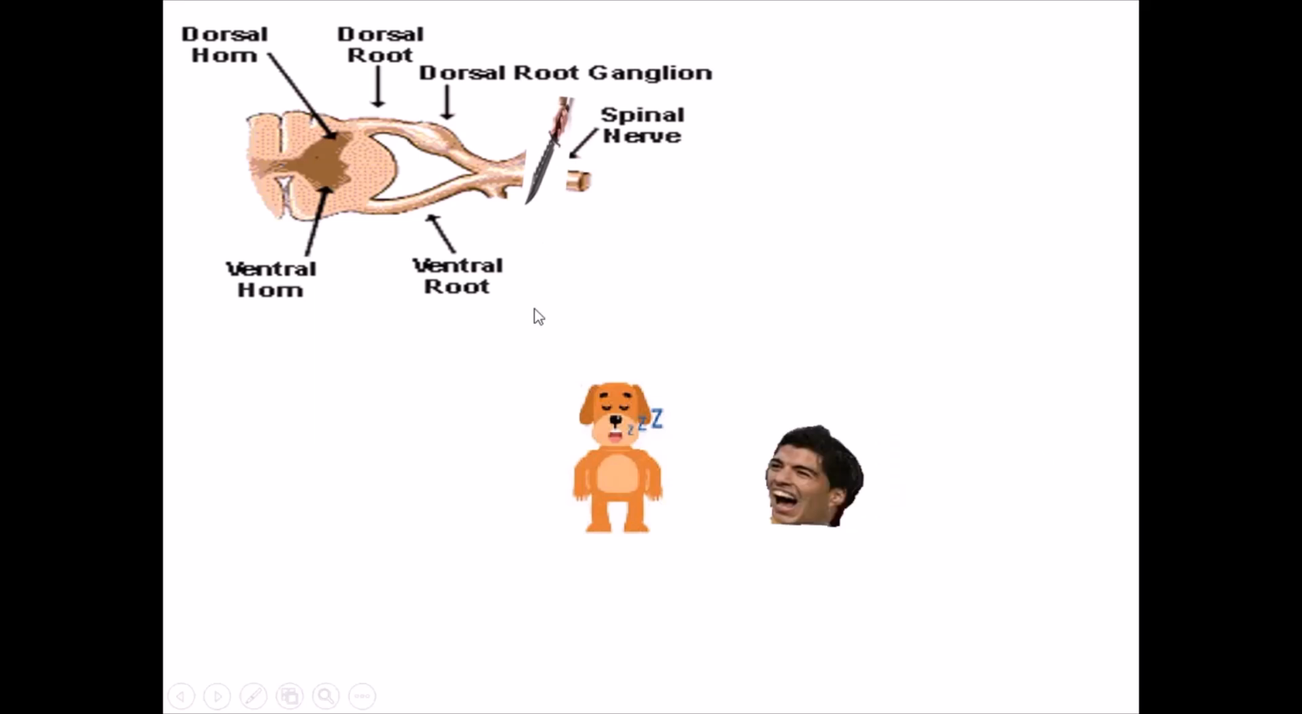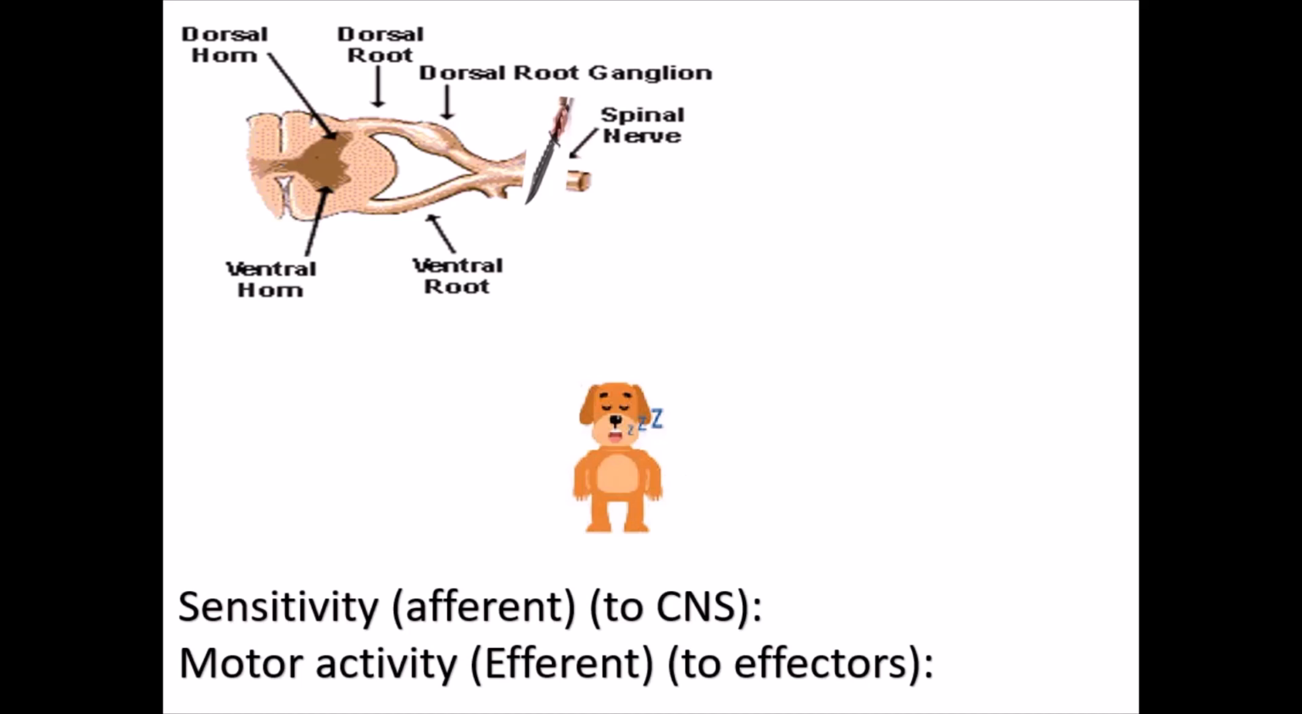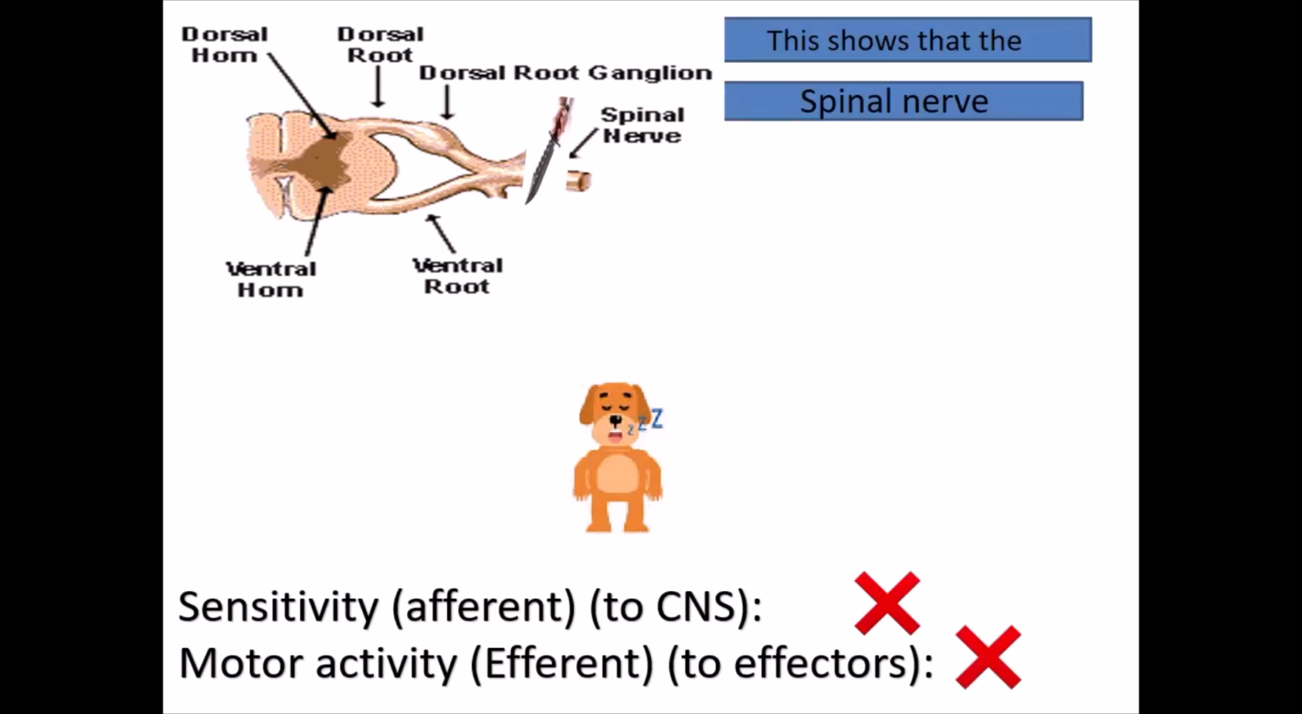Then, go ahead, Mr. Suarez, bite. What happened? He didn't move, he didn't say ouch, there's no sensitivity, and there's no motor activity. So this shows that the spinal nerve, and I'm not going to tell you the answer here. Please pause the video, take a minute or two, try to come up with your own significance, and maybe at the end of the video we'll check if it's correct or not.